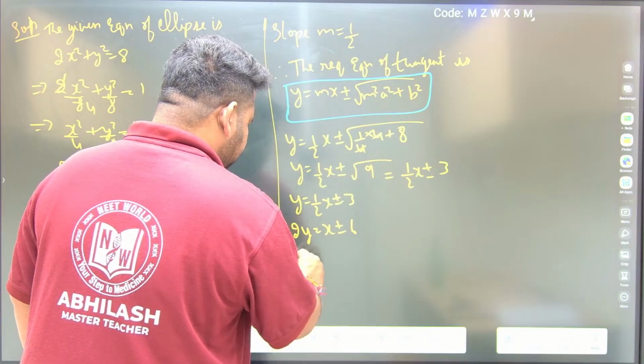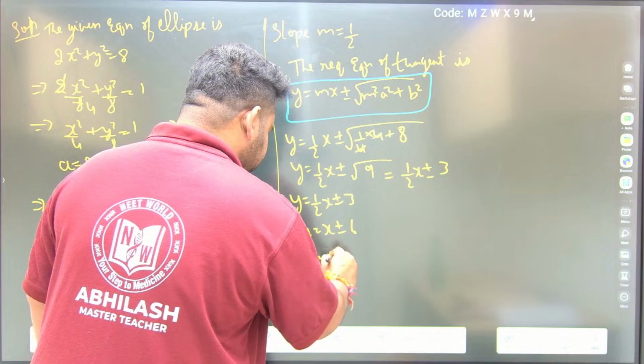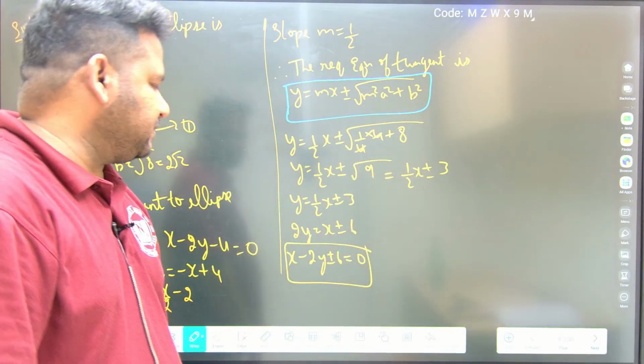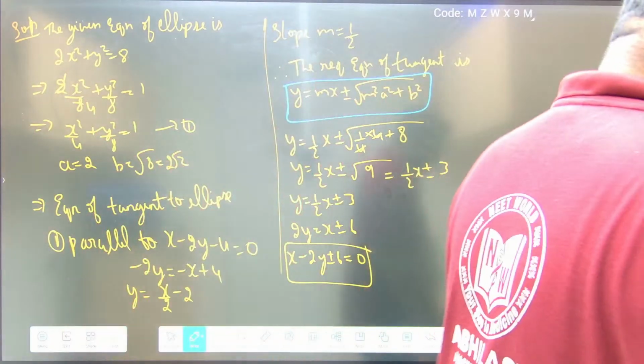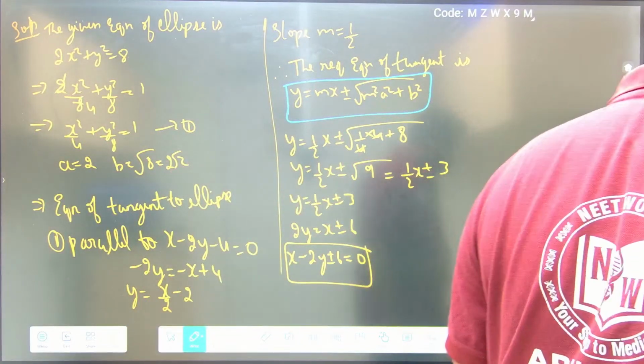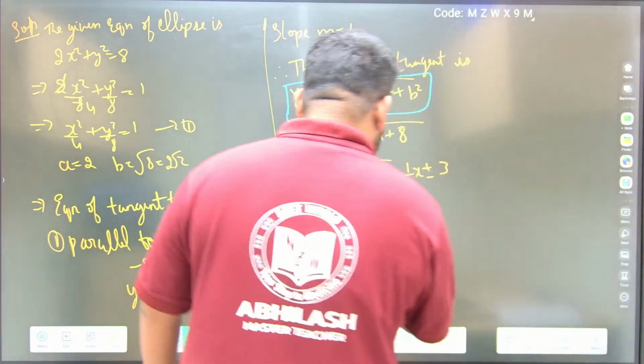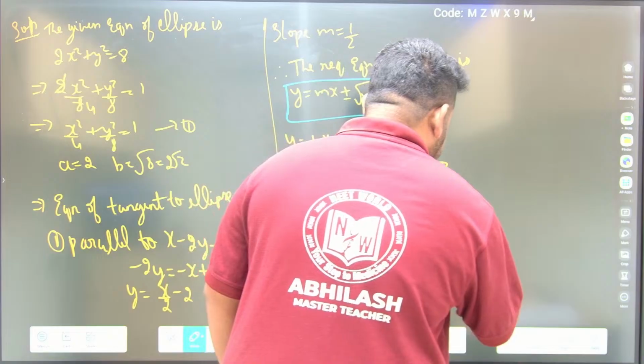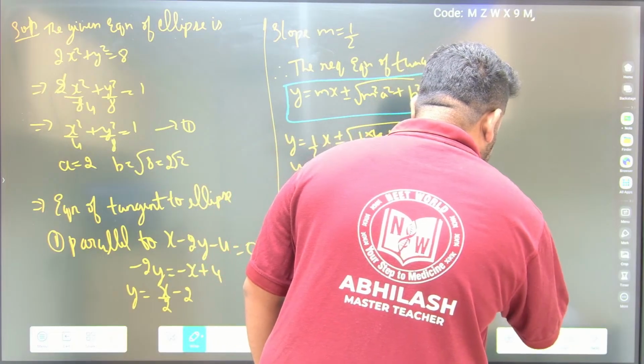Or the equation of the tangent I can write as x minus 2y plus or minus 6 is equal to 0. The required equation of tangent is x minus 2y plus or minus 6.